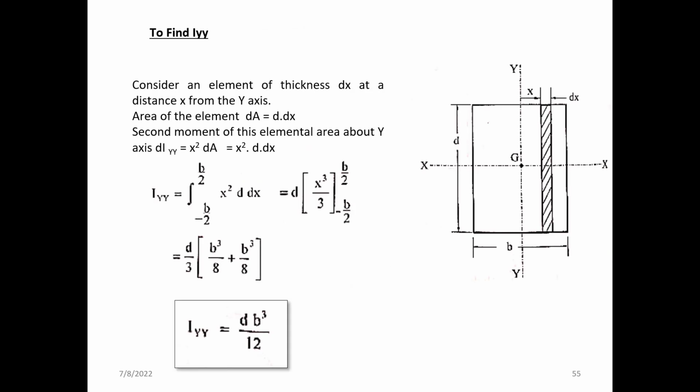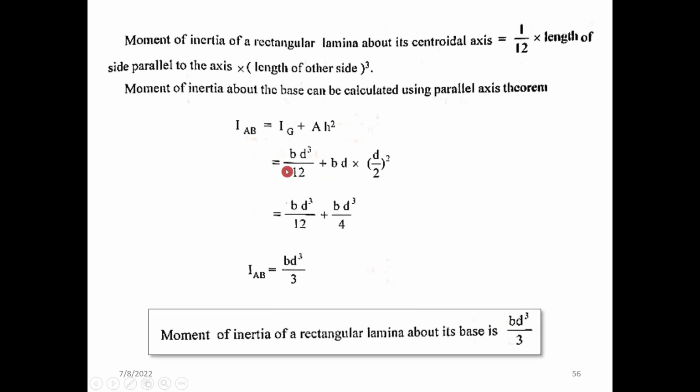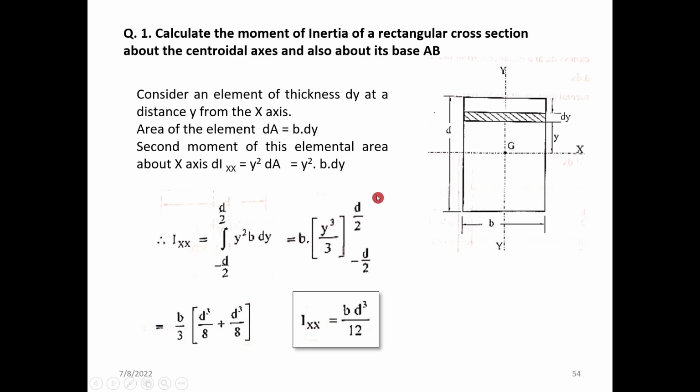And one important point: the moment of inertia of a rectangular lamina about its centroid axis is equal to 1 by 12 into the length of the side parallel to the axis into the length of the other side, all cubed. In another way, the moment of inertia about the base can also be calculated. So these Ixx and Iyy are with respect to the centroidal axis.